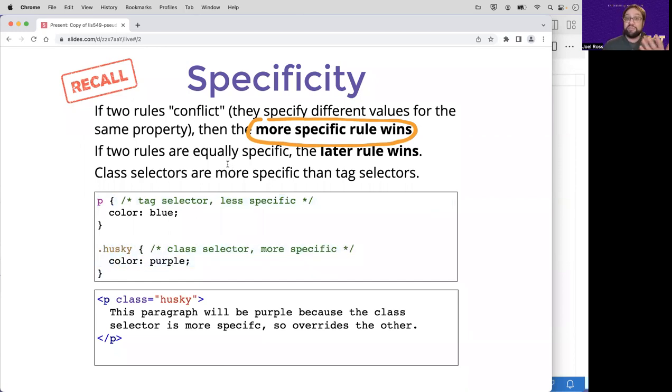As we mentioned in a previous video, in general, actually all the time, the more specific rule wins. So if you have two rules that are going to apply to an element, the one that's more specific is the one that wins. We talked about then that class selectors are more specific than tag selectors, so class selectors would win out over tag selectors. But now we've learned about more complex CSS selectors, ways we can combine them, and other kinds of selectors as well. How is that going to impact our specificity?